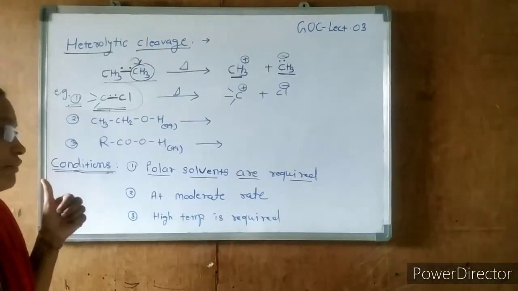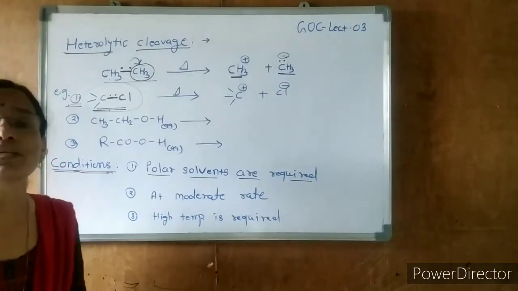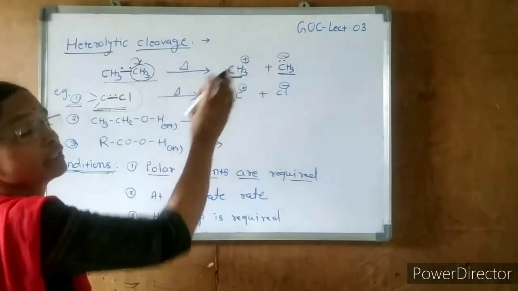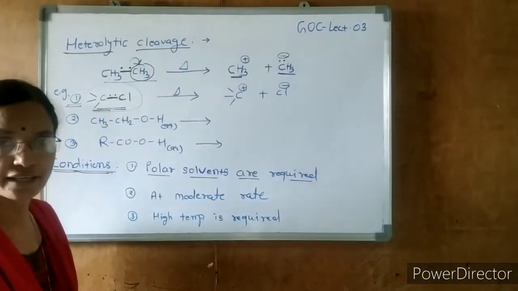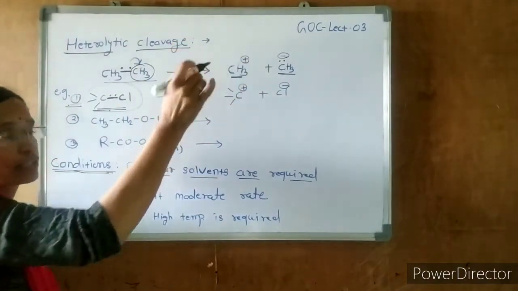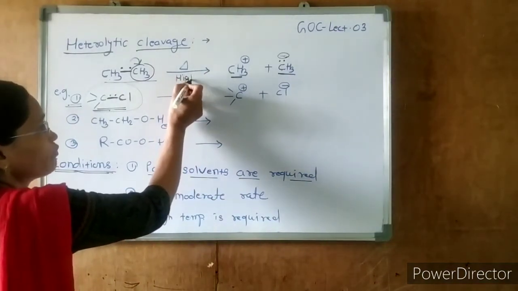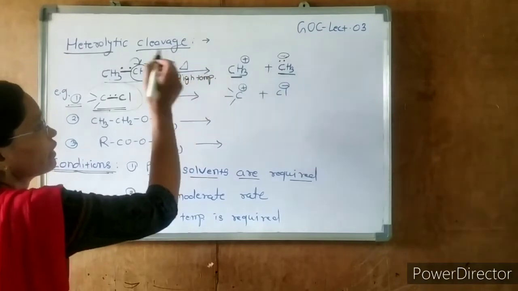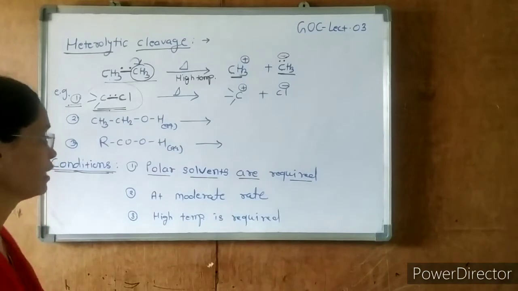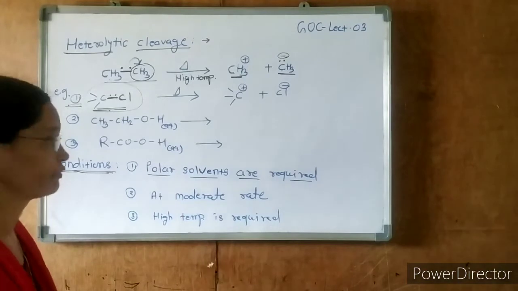In the homolytic cleavage, we have studied that low temperature is required. If low temperature is there, then there will be the formation of neutral species, that is free radicals. But if high temperature is there, then there is a formation of carbocation and carbanion ions. Right, these are the three essential conditions for the heterolytic cleavage.